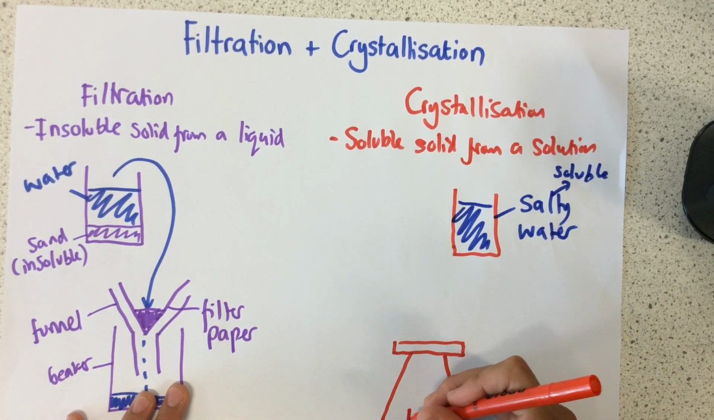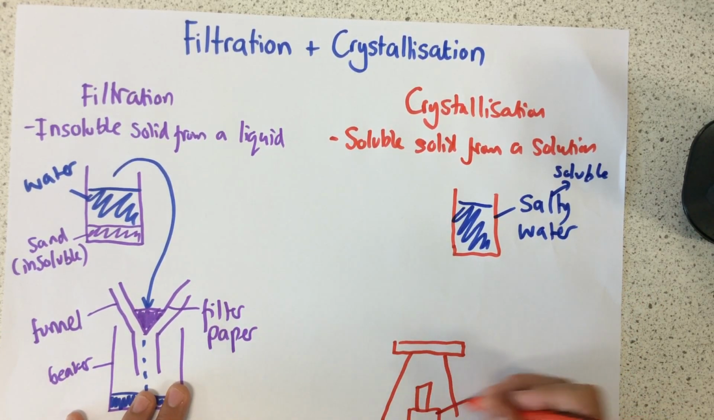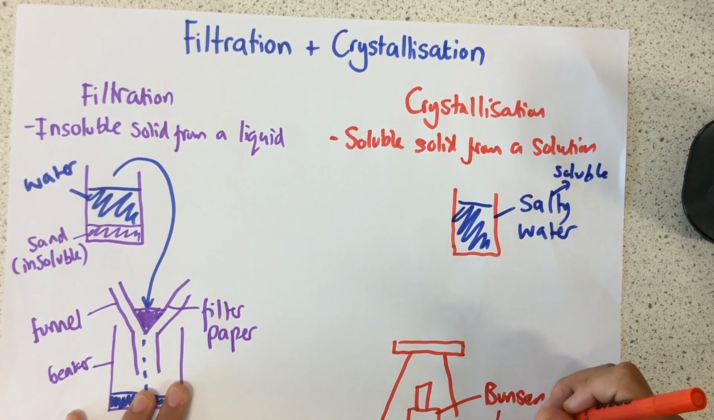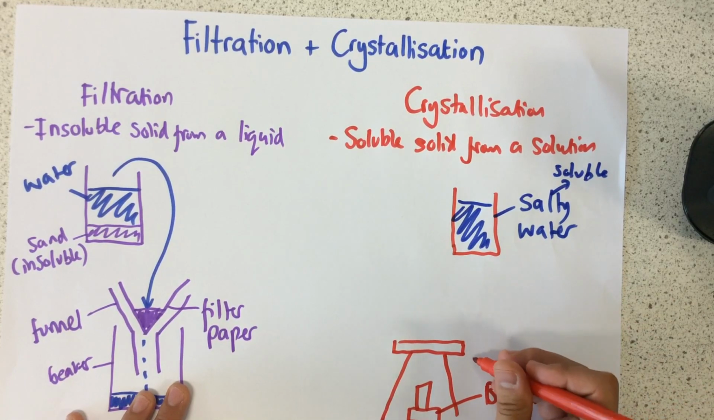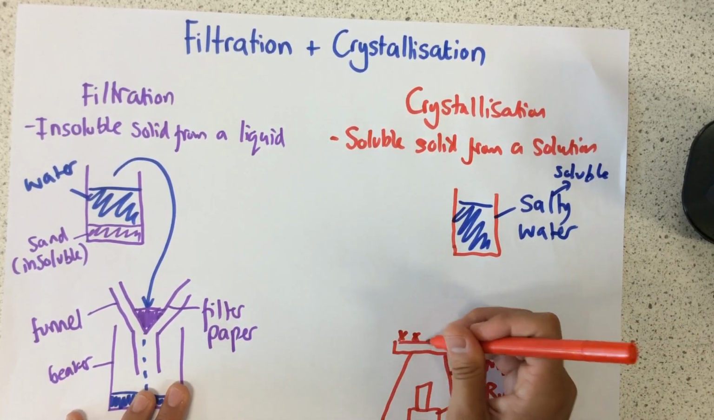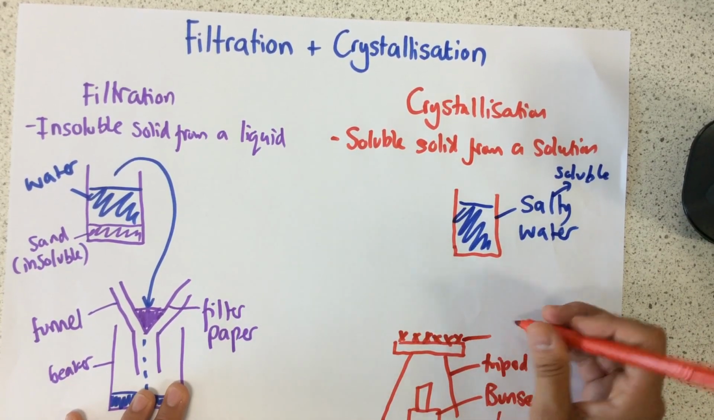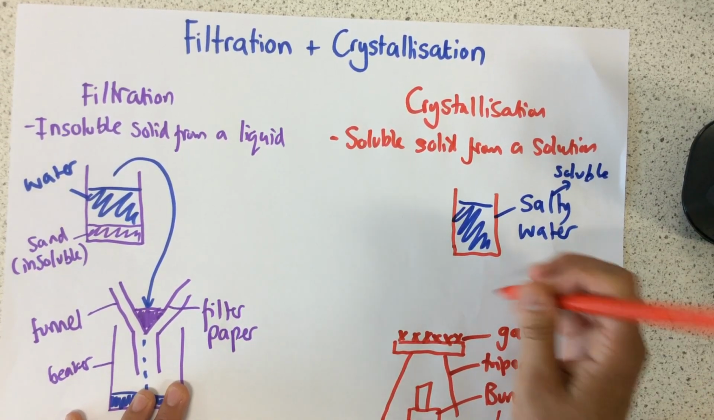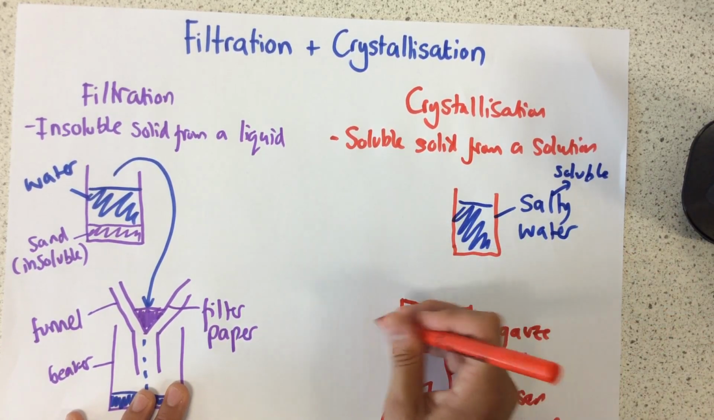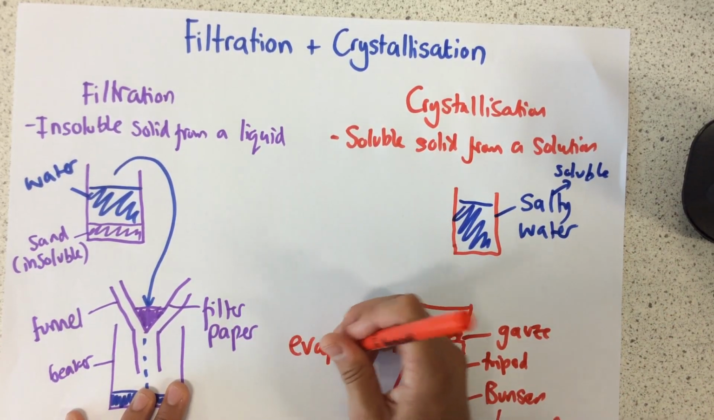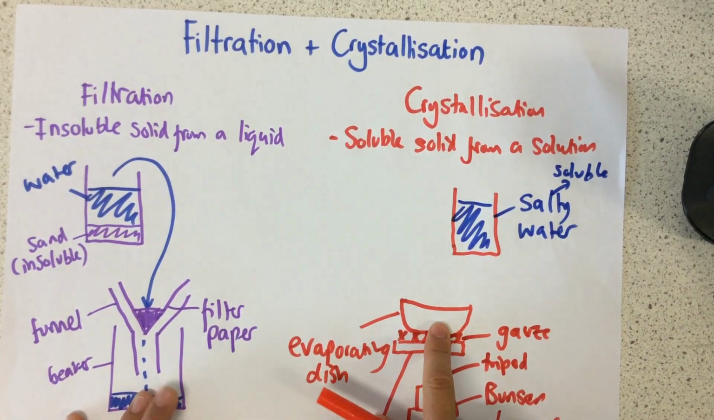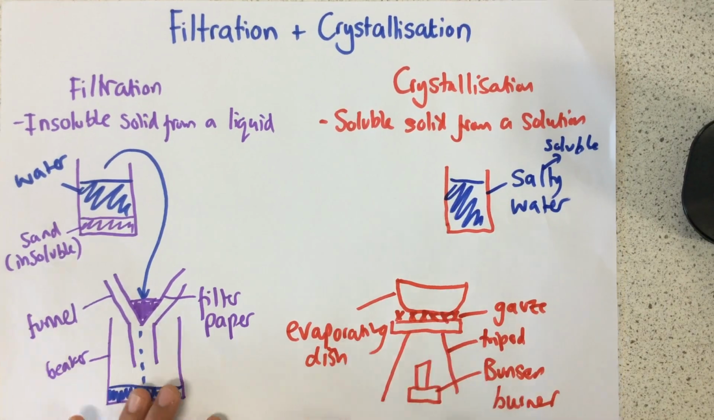So right here, I have my Bunsen burner. That's what's going to provide the heat because we need to evaporate that water. Here we just have a tripod. And on the tripod, we'll have a gauze. And on there, we have an evaporating dish. You may also have heard this being called an evaporating basin before as well.